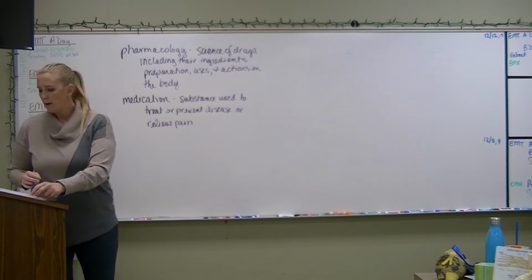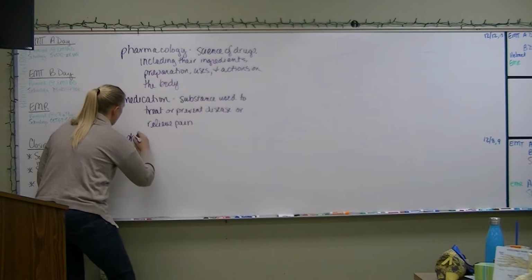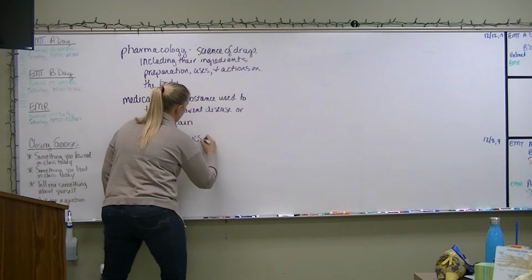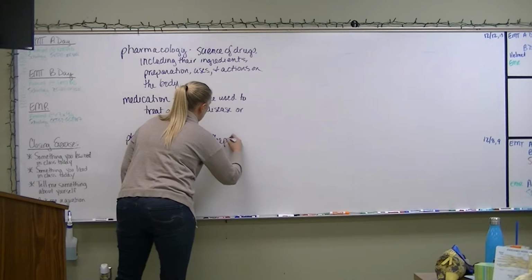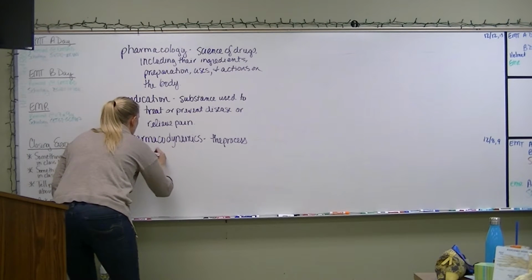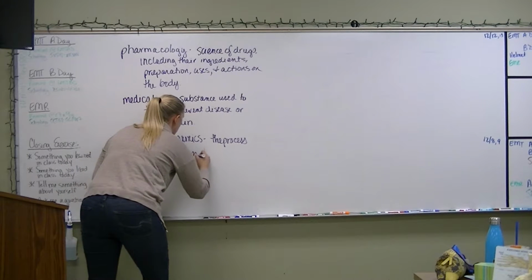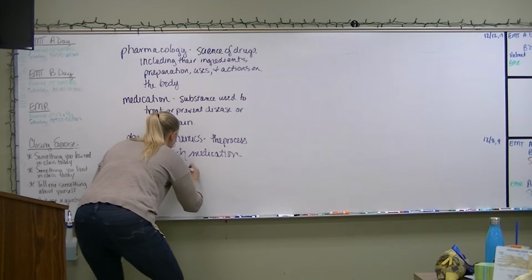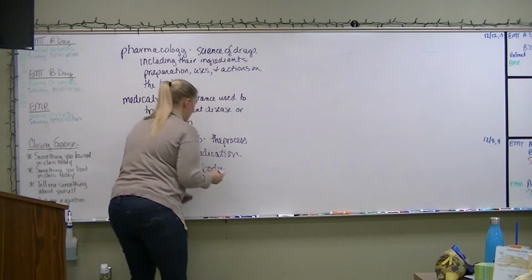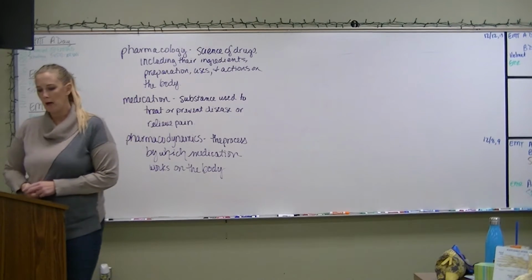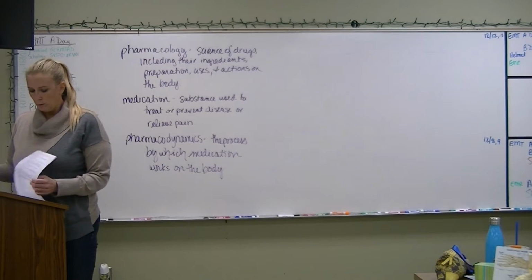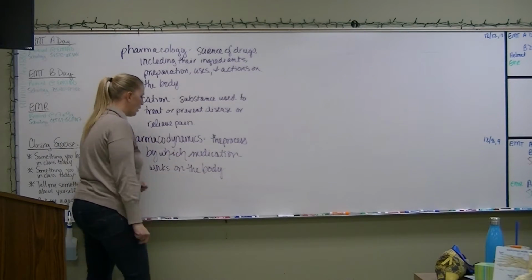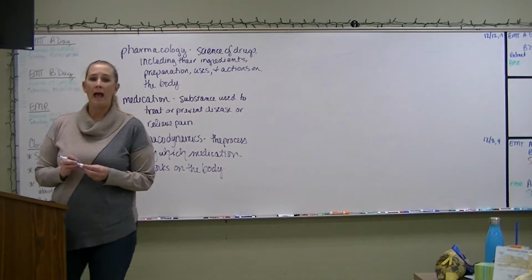All right, what is pharmacodynamics? The process by which medication works on the body. Okay, pharmacodynamics is the process by which medication works on the body. When we're dealing with pharmacodynamics, there are really only two ways that medication can work on the body. They operate as either an agonist or an antagonist.